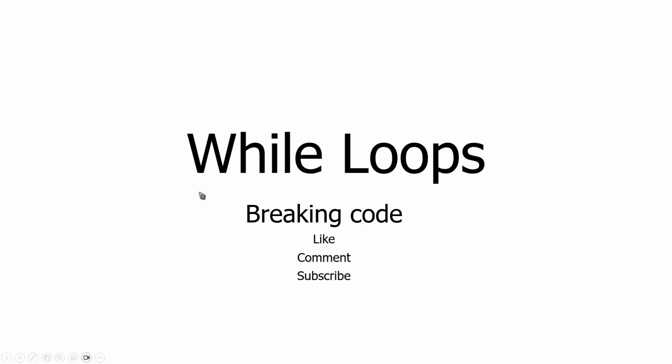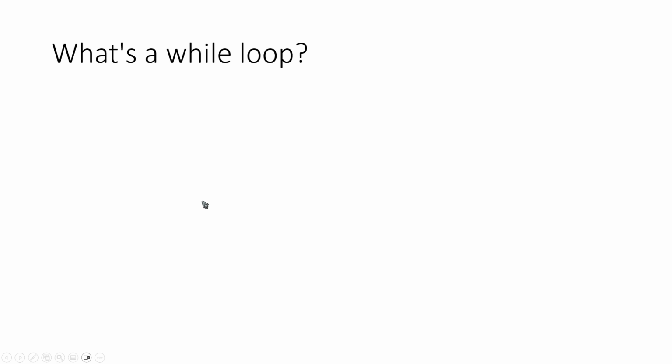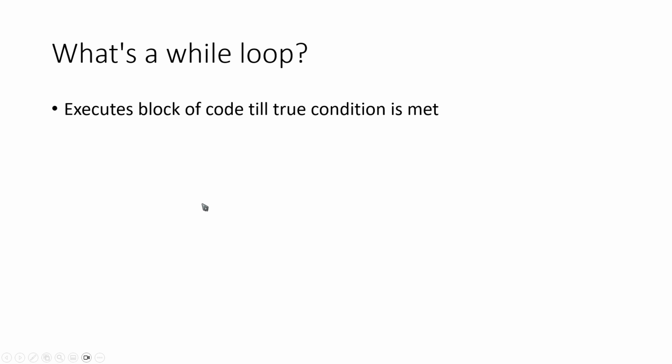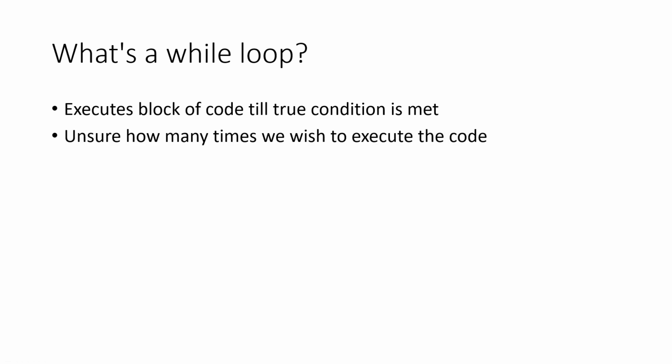Okay, so what are while loops? While loops are used to execute a block of statements as long as the specified condition is true. We usually want to use a while loop when we are unsure about the number of times we want to execute the block of code it contains.